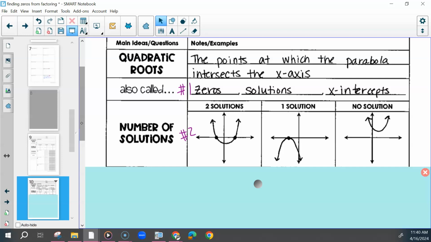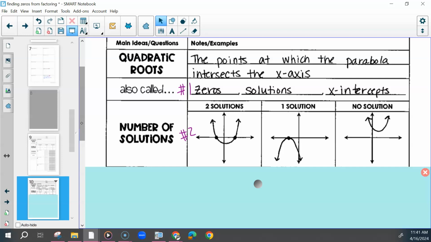Part of this we've seen before. Quadratic roots are the points at which the parabola intersects the x-axis, also called zeros, x-intercepts, or solutions. And then you have 1 of 3 options with quadratics. You could have 2 solutions. All of the factoring problems we've been doing that had 2 different numbers would have been graphed and crossed the x-axis in 2 different places, giving 2 solutions.